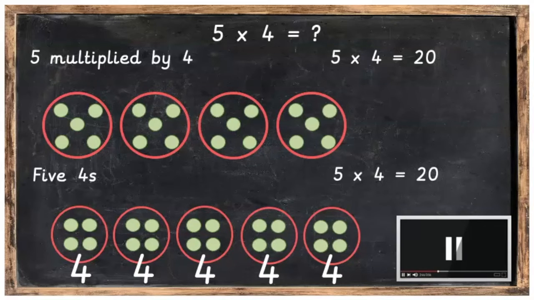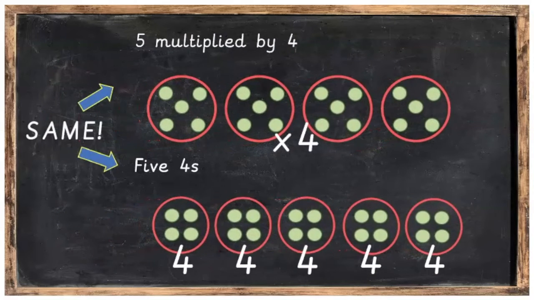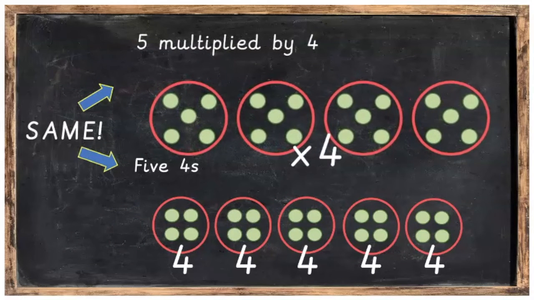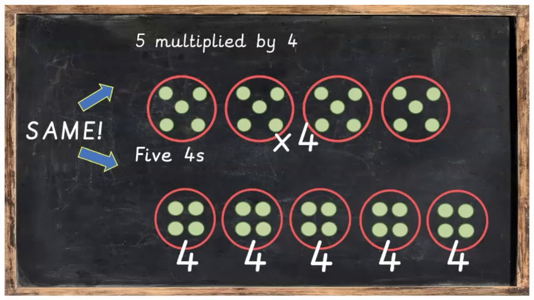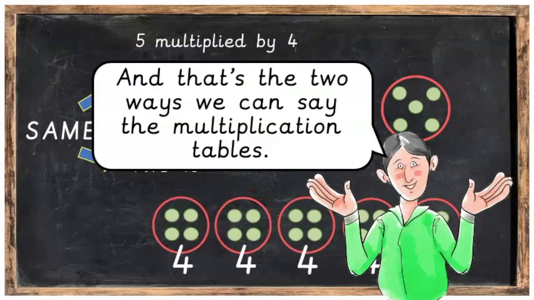Press pause and use your other 20 counters now to make the 5 groups of 4. Press play when you are ready to continue. Great work! So here we can see that 5 multiplied by 4 and 5 fours are the very same thing, just a different way of saying it. And that's the 2 ways we can say the multiplication tables.